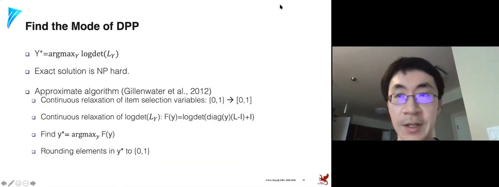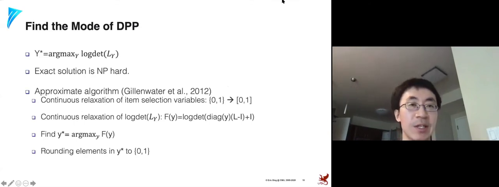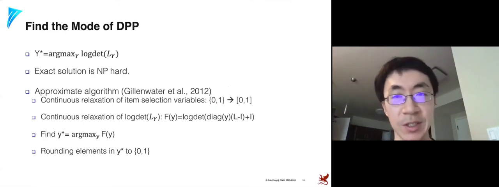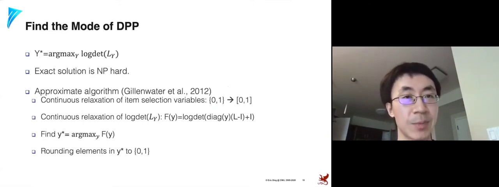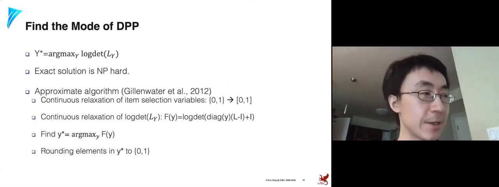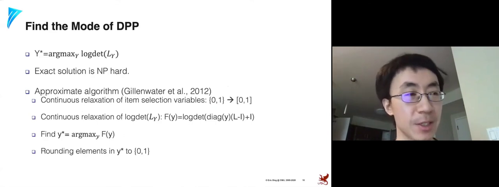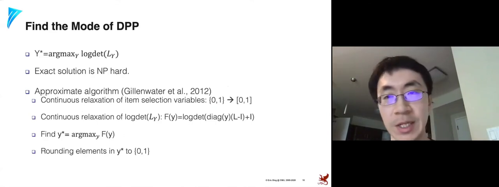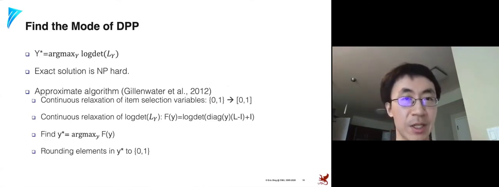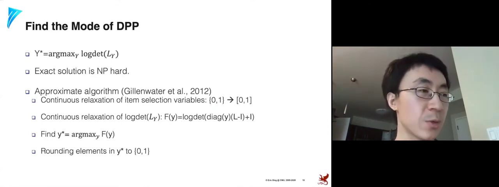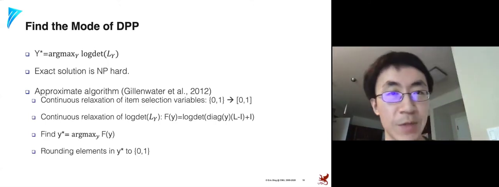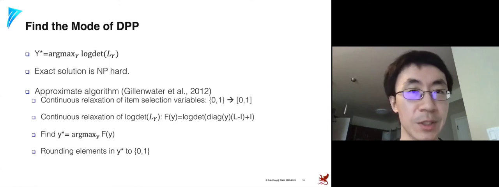Now, given a distribution, in addition to drawing samples from it, another thing we want to do is to find the mode of this distribution. For instance, in the extractive summarization task, suppose we define a probability over the sentences. We want to see which subset of sentences gives the largest probability, and we use that subset as the summary. To achieve that goal, we need to find the mode of the DPP.